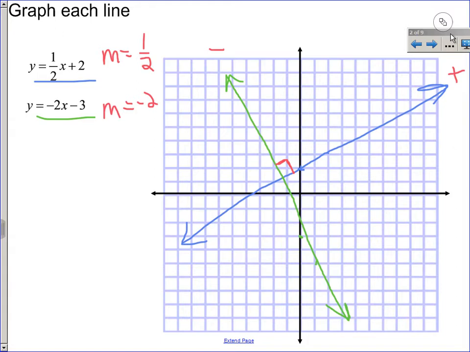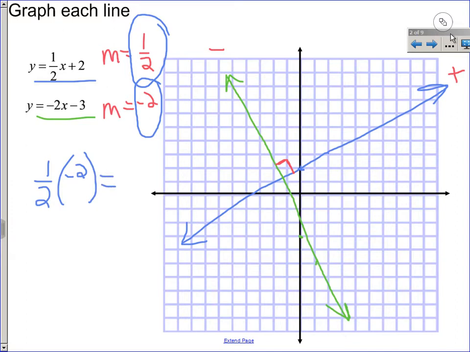And the key to identifying which lines are perpendicular is right here in the slope. One of my slopes is positive 1/2. The other slope is negative 2. And if I actually took those slopes and multiplied them together, I would get negative 1 over 1 as my slope. This is identifying the fact that they're perpendicular, because when I multiply the slopes together and get negative 1, then the lines are perpendicular. And we'll explore this in a little bit.